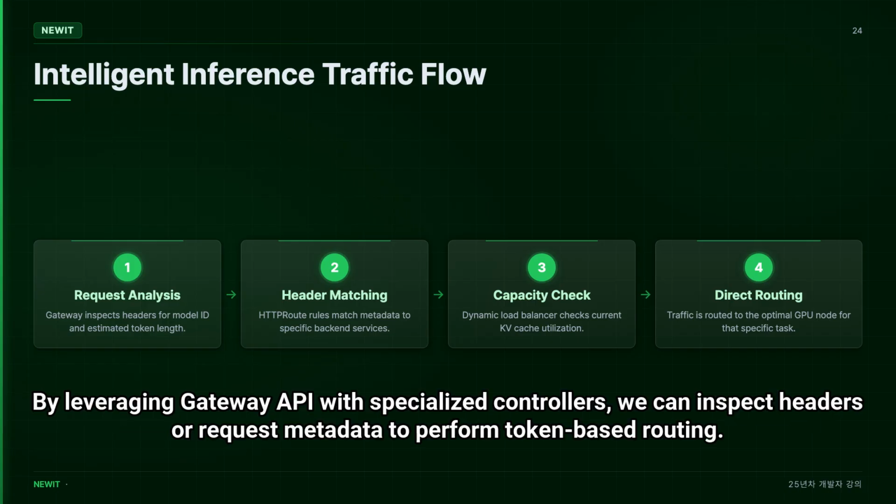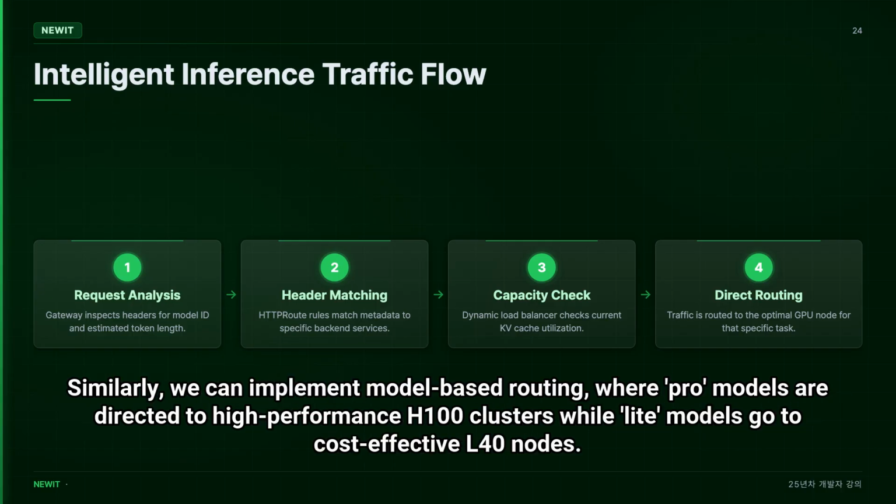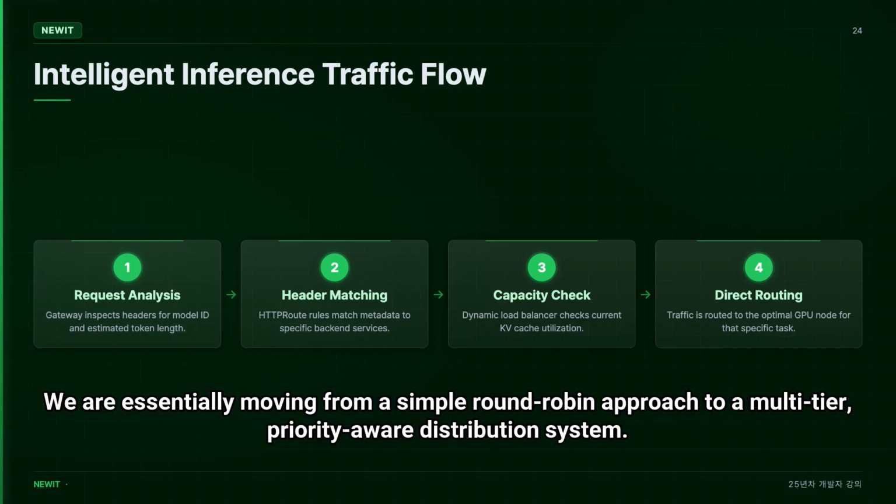By leveraging Gateway API with specialized controllers, we can inspect headers or request metadata to perform token-based routing. For instance, requests with high expected token counts can be routed to GPU nodes with higher VRAM or specific llm-d configurations optimized for long context windows. Similarly, we can implement model-based routing, where pro models are directed to high-performance H100 clusters, while light models go to cost-effective L40 nodes. This granularity prevents the noisy neighbor effect where long-running inference tasks starve short, latency-sensitive requests. We are essentially moving from a simple round-robin approach to a multi-tier, priority-aware distribution system.